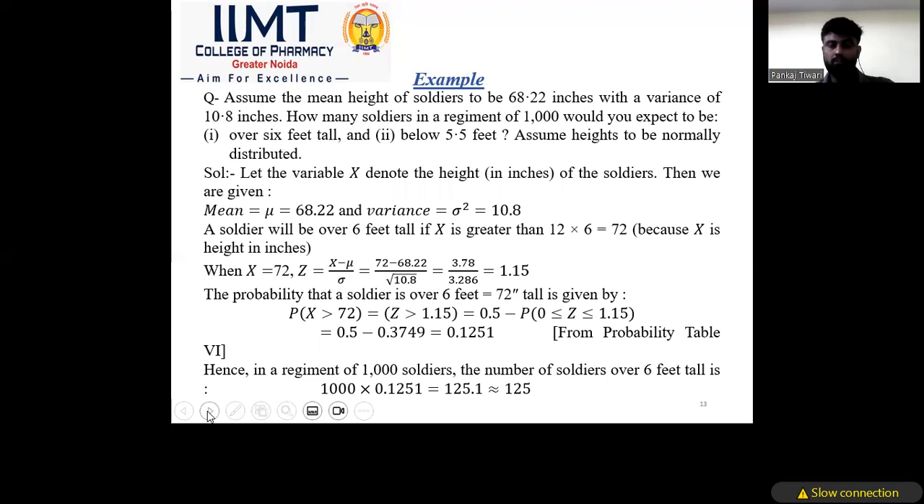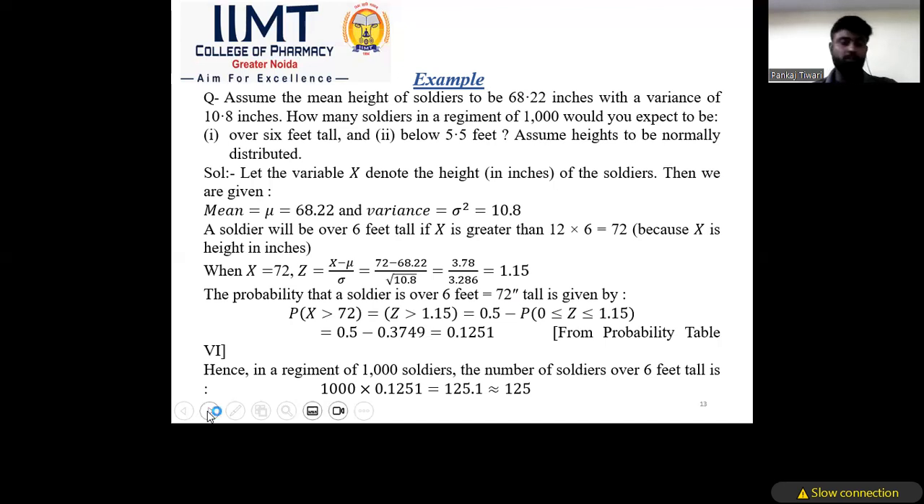Let the variable x denote the height in inches of the soldier. Then the given mean is mu equal to 68.22 and the variance is sigma square equal to 10.8. A soldier will be over 6 feet tall when x is greater than 12 into 6, that is 72 inches. When x equal to 72, z equal to x minus mu upon sigma, which is 72 minus 68.22 upon square root of 10.8, equal to 3.78 upon 3.286, equal to 1.15.